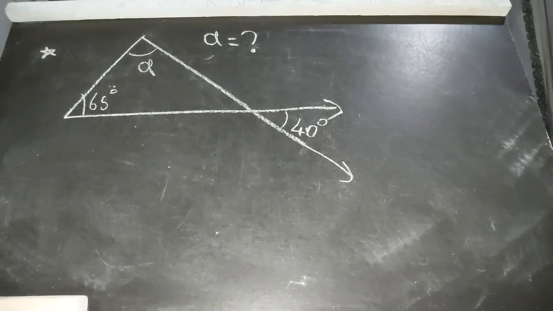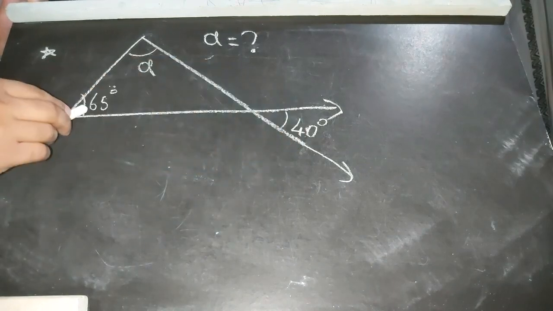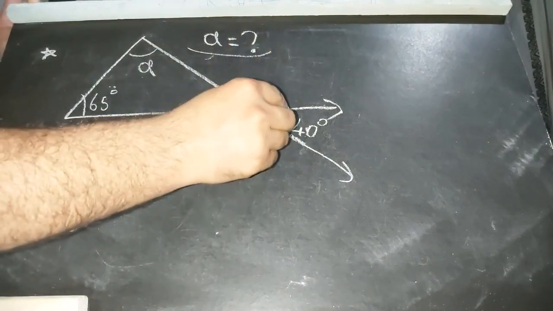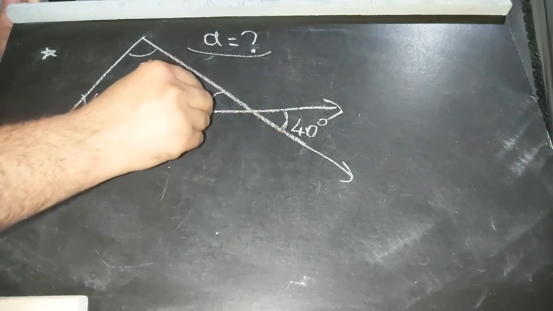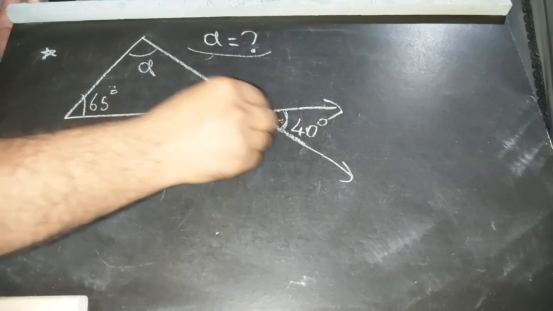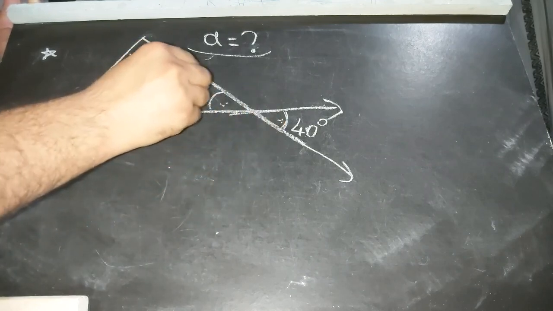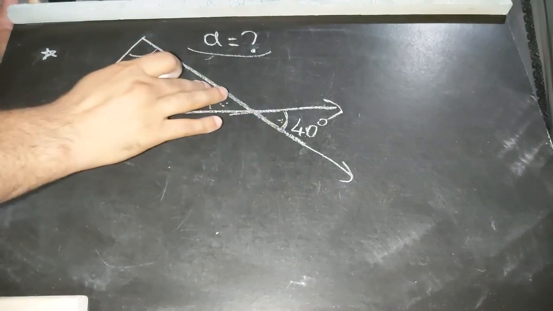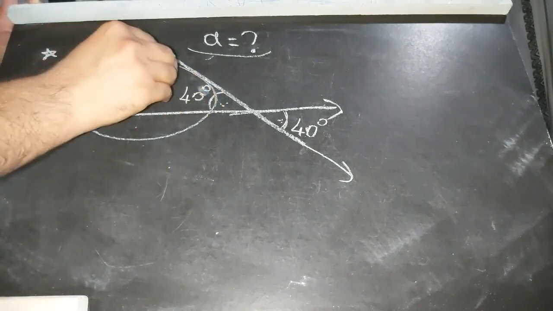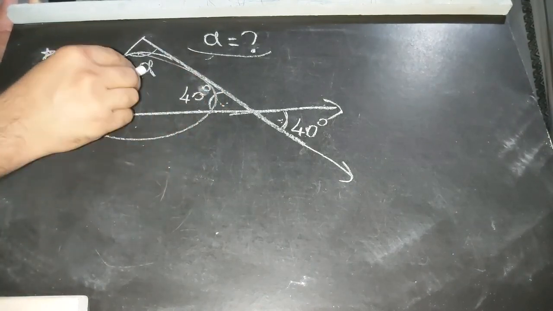So now this is my last question for this lesson. I have there 40, there 65, there A, and what is the value of A? If this one is 40, this one is 40, because this angle and this angle are the same thing, same angle. That will be 40. Now my question became much easier. Look, I got two values and the third one.